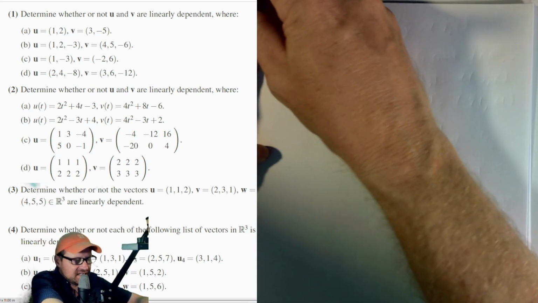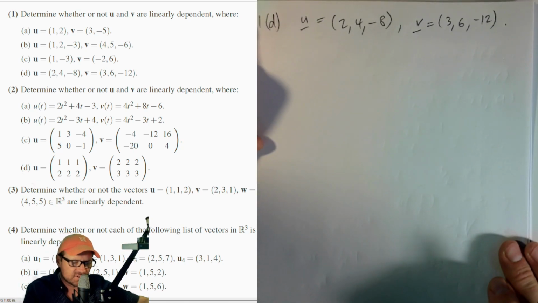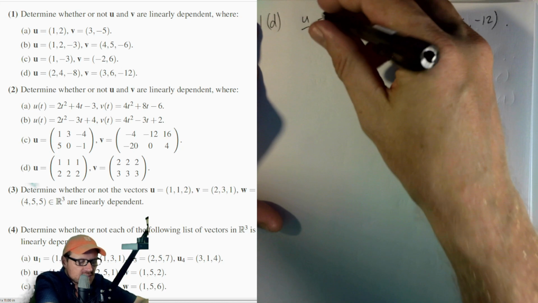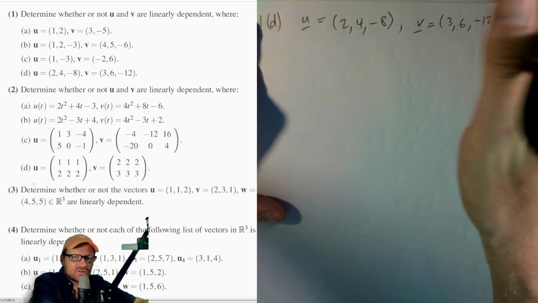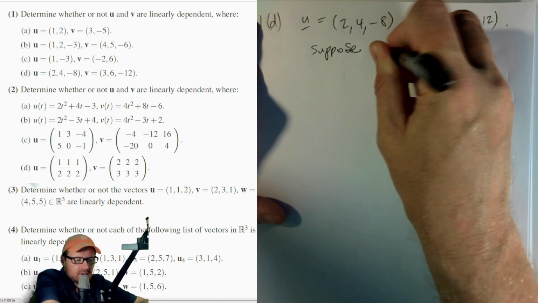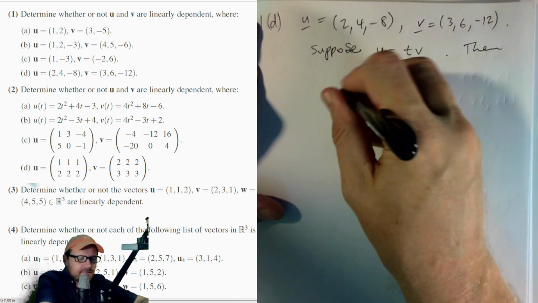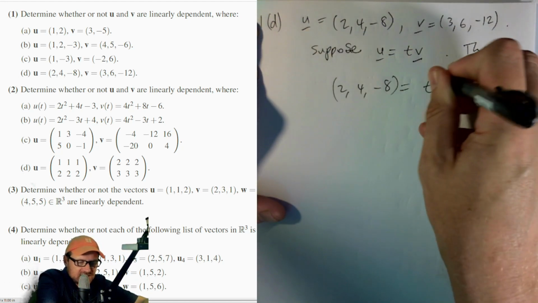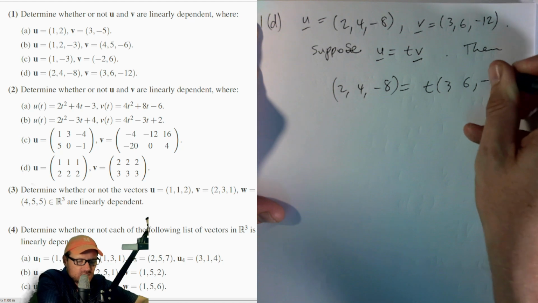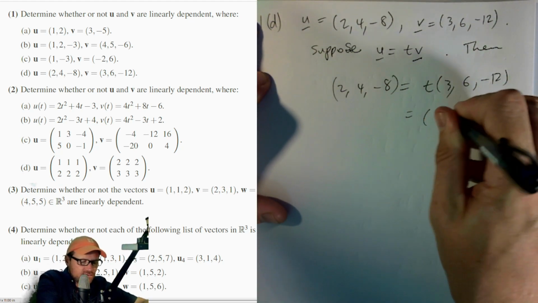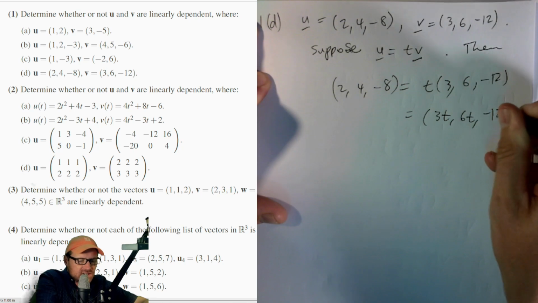Okay, part D. We have these two vectors u and v. Are they linearly dependent or linearly independent? Since we only have two vectors, suppose u is equal to t times v. Then (2, 4, -8) is equal to t times (3, 6, -12). Expanding the right-hand side gives us (3t, 6t, -12t).